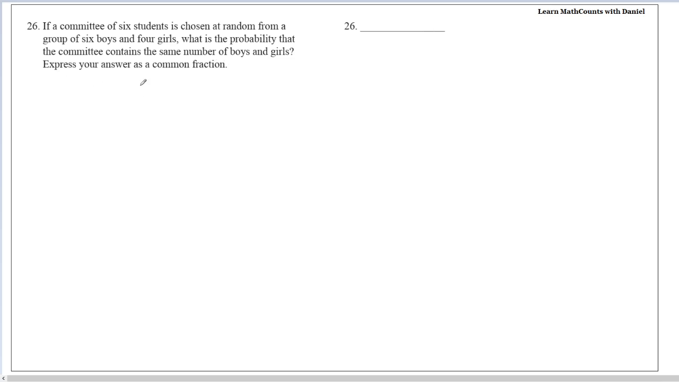So the main concept that we need to know here is about combinations. Let's say that out of the 6 boys, we have A, B, C, D, E, F. We want 3 boys and 3 girls for it to have the same number. So here we want 3 out of these 6, but order does not matter. So A, B, C is the same as C, B, A.